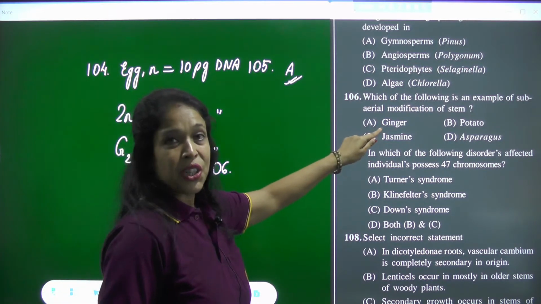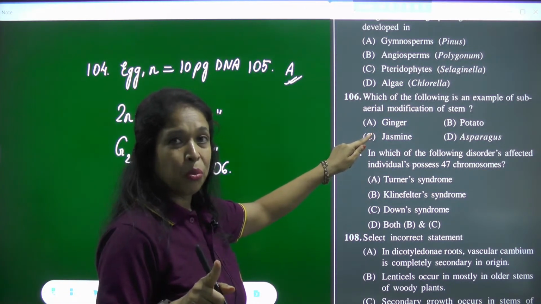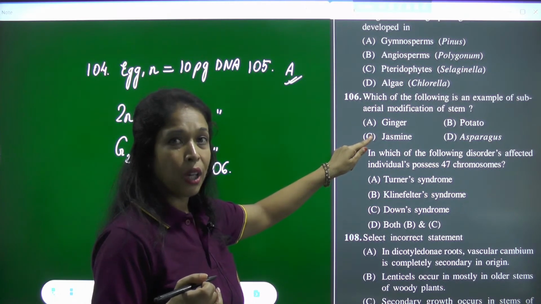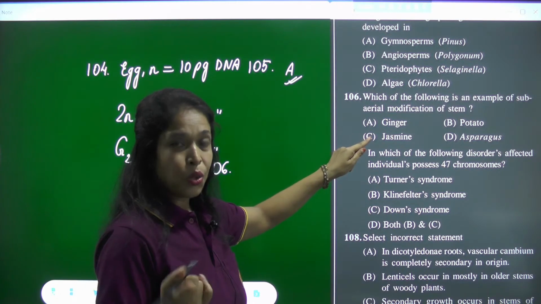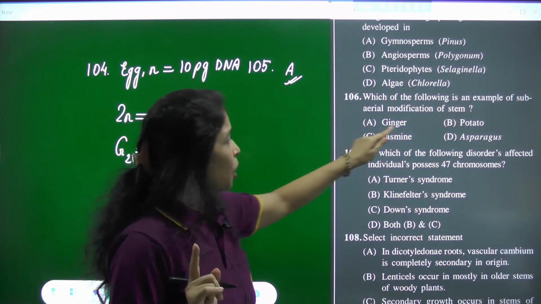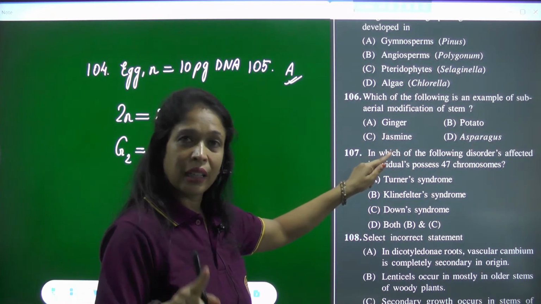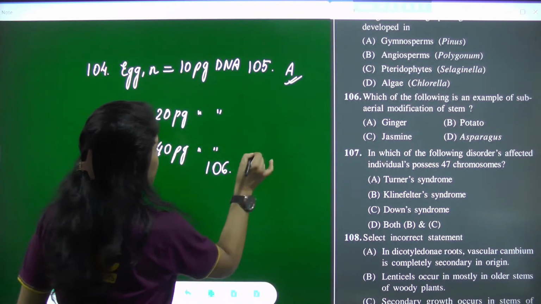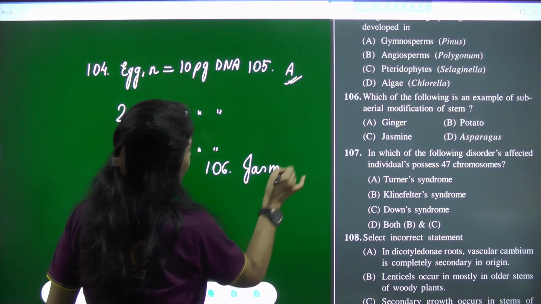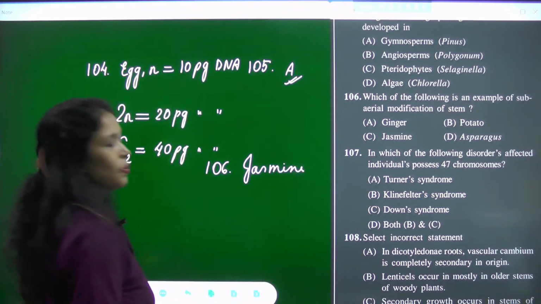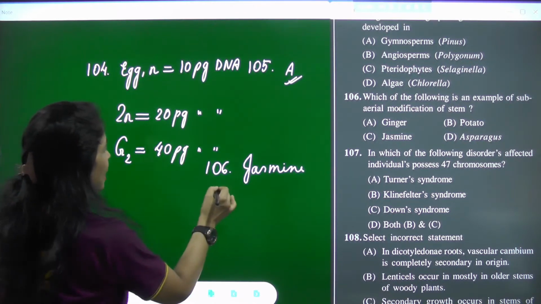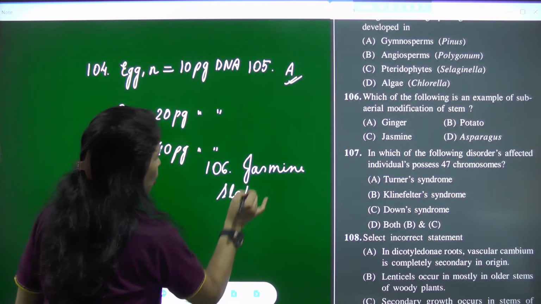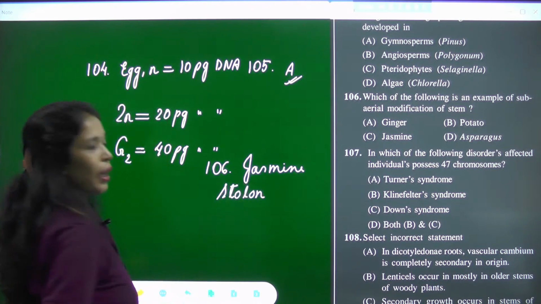Let's see now for 106. Ginger is an example of rhizome, so that is an underground stem. Potato is a tuber, an underground stem. Jasmine, correct. Jasmine is a subaerial stem modification. Which subaerial stem modification? Stolon, right, stolon.